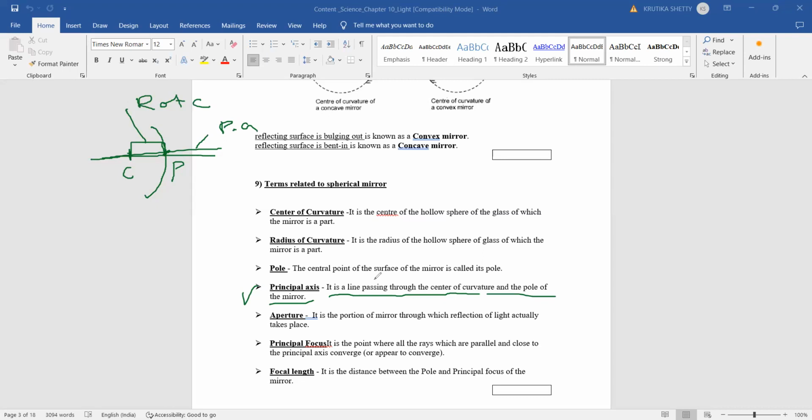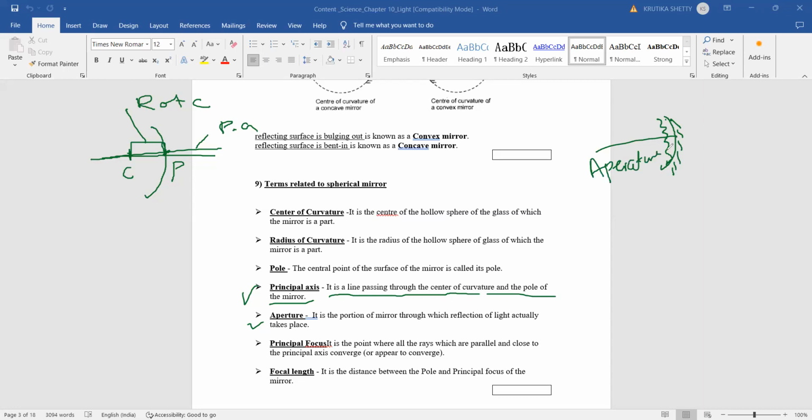The next point is aperture. Aperture is nothing but the reflecting surface. For example, if you consider a concave mirror, whatever front face is available for the reflection phenomenon is called the aperture.